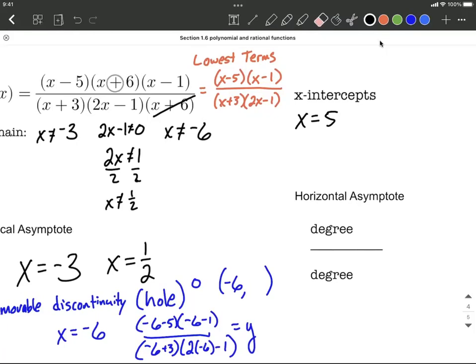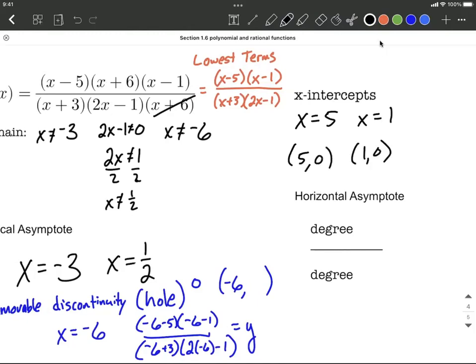It turns out it's not. It's not in our domain, which said we were not allowed to plug in a -6. So we're not going to get a point at -6, so it's not an x-intercept. If you put this into lowest terms, you can just look at the numerator for the lowest terms version of the same function. We still have that other factor in the numerator, x minus 1. That's going to go as a positive 1. So we have (5, 0) and (1, 0) written as ordered pairs.